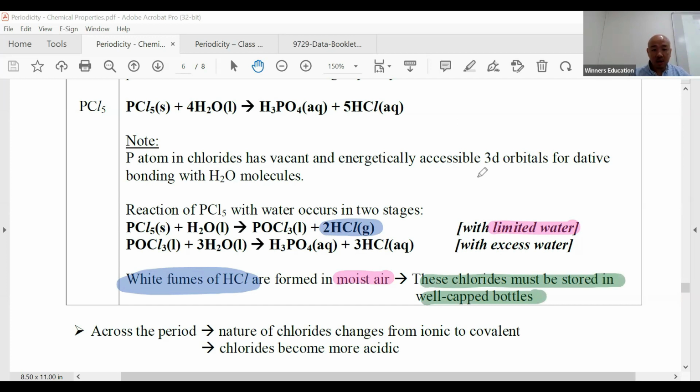All in all, the trend across the period is that the nature of the chloride changes from ionic to covalent. Some trend, the chlorides also become more acidic. So all these are your favorite MCQ bullet points. Get it considered. Nothing much.